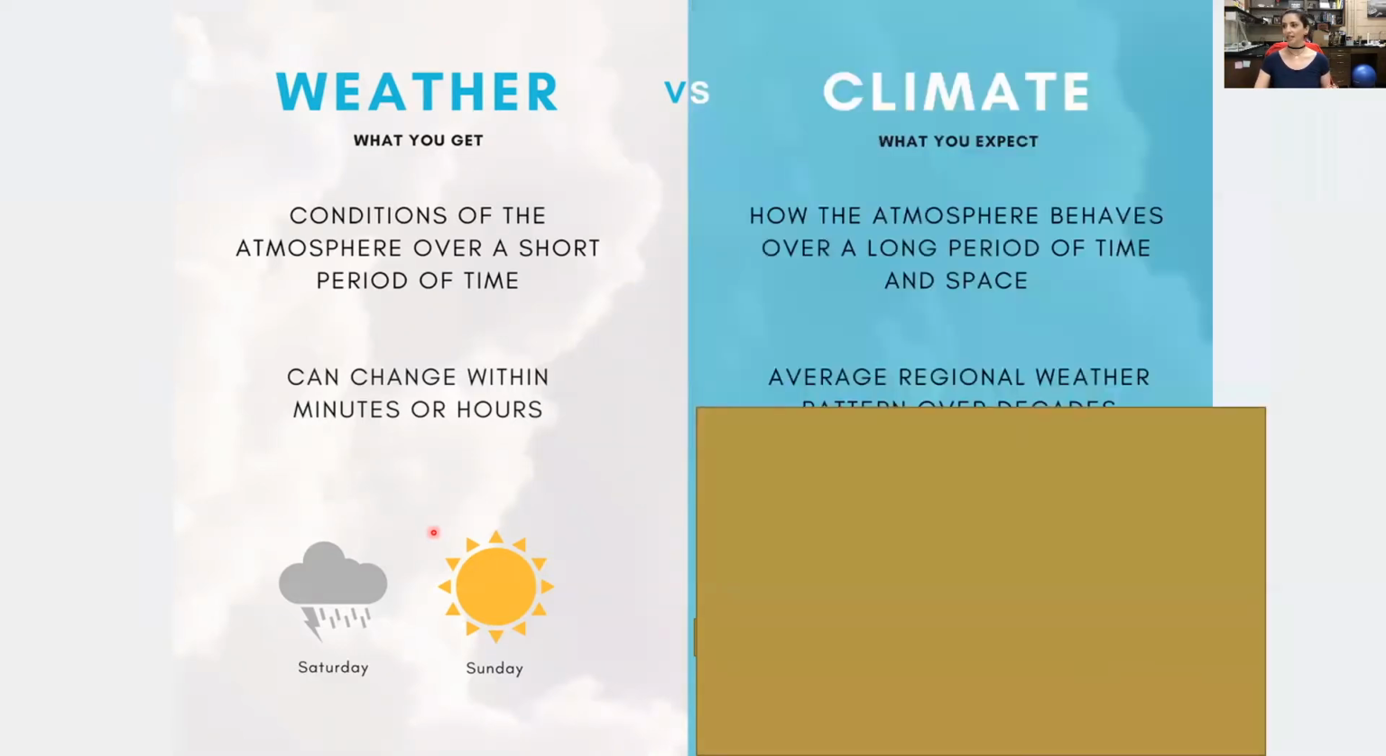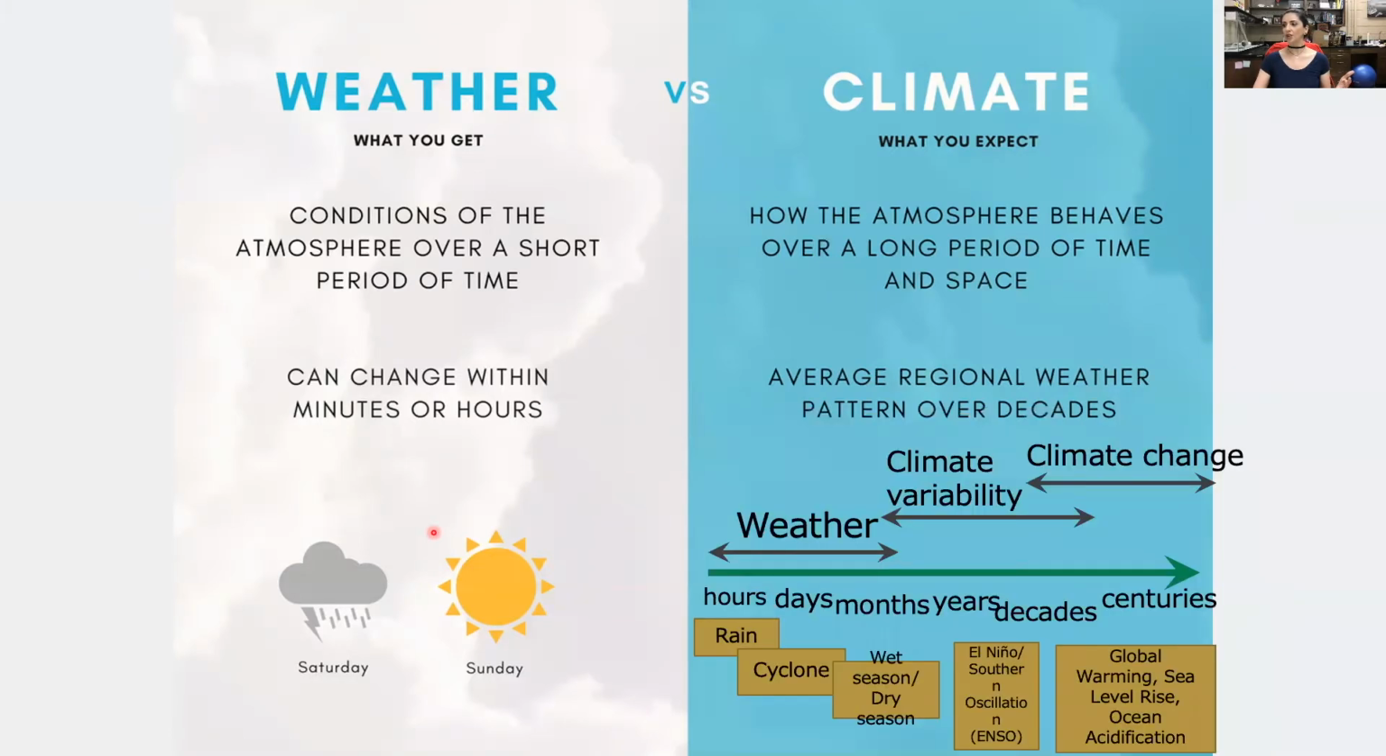Now, climate is what you expect. This is how the atmosphere behaves over a long period of time and space. The average regional weather pattern over decades is what we're talking about when we're talking about climate. But we can also stretch that not only from decades, but also through centuries.